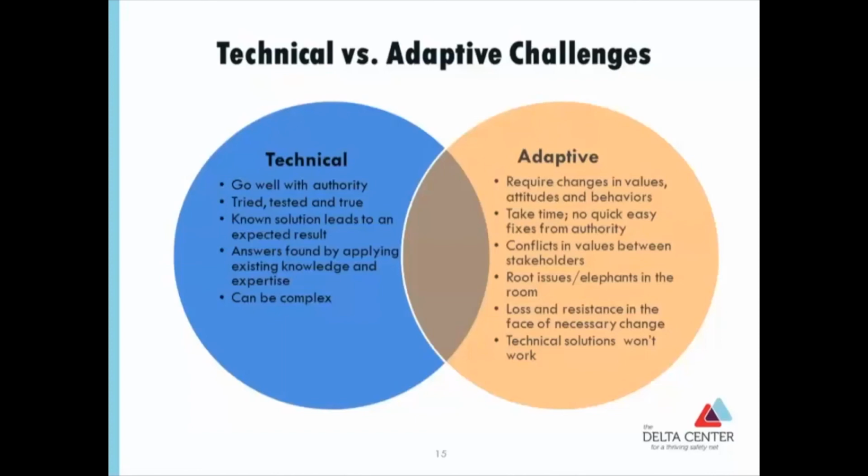So what is at the root of that perpetual argument, right? What is the elephant in the room that's not being dealt with? That's when we're getting more into the realm of adaptive challenges.